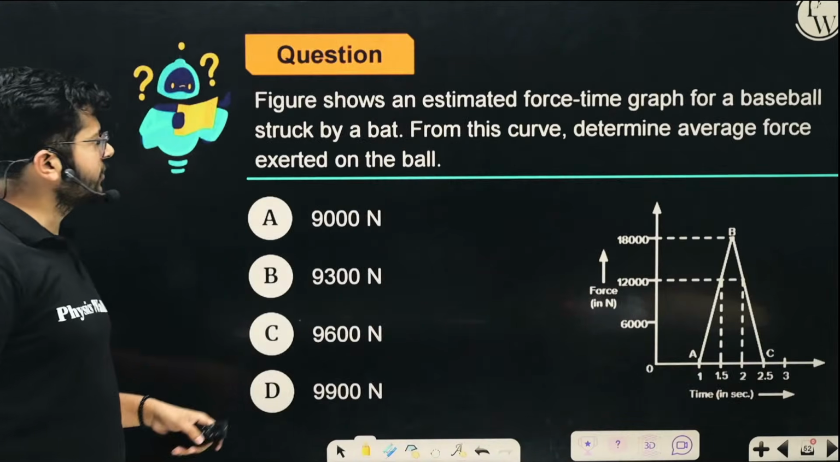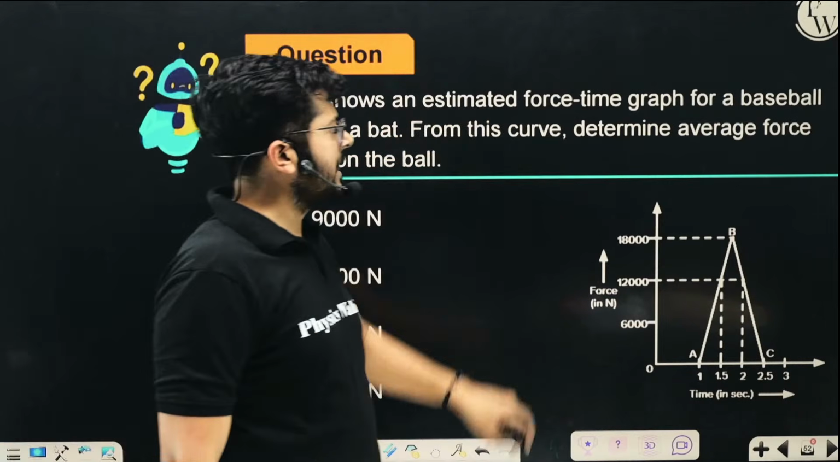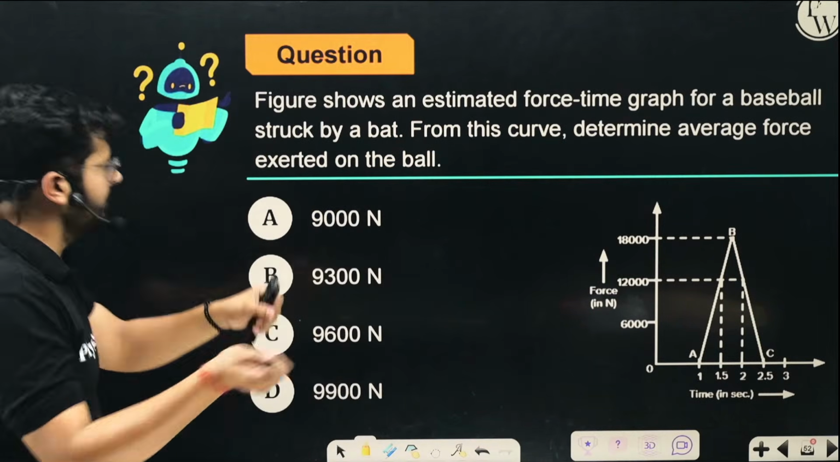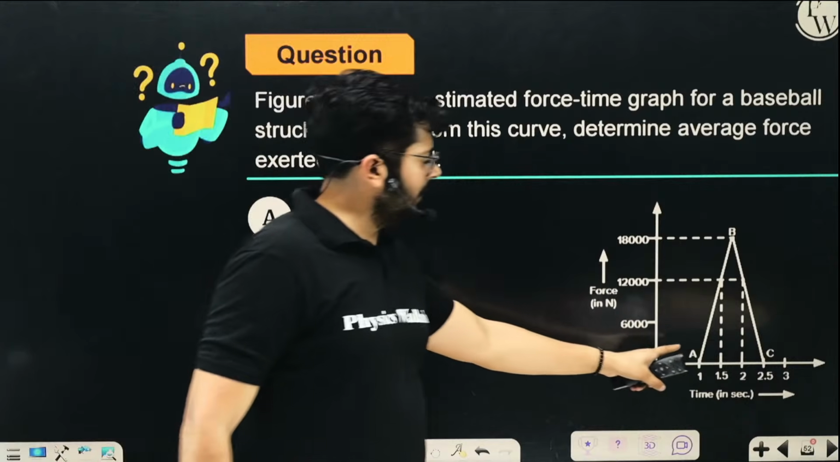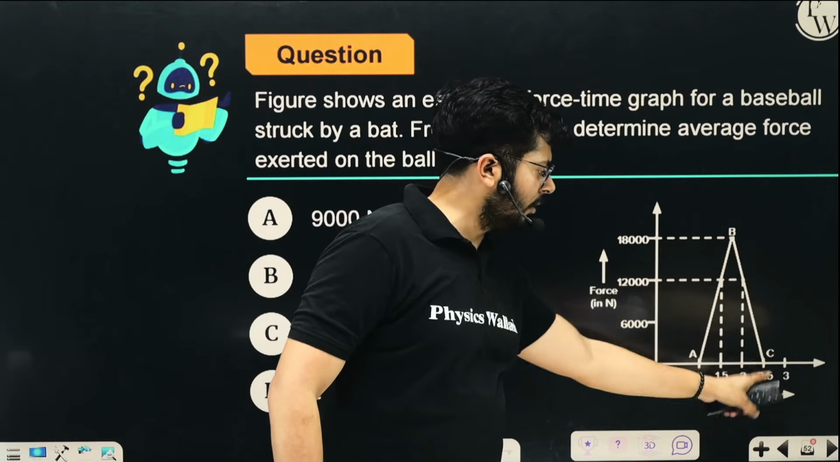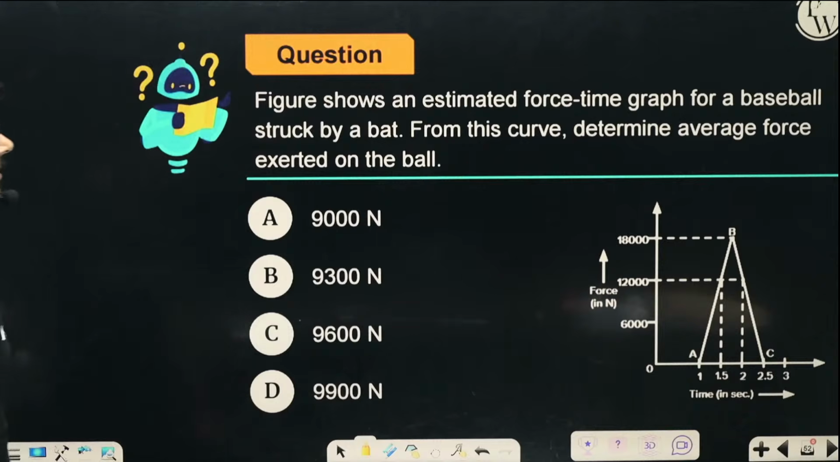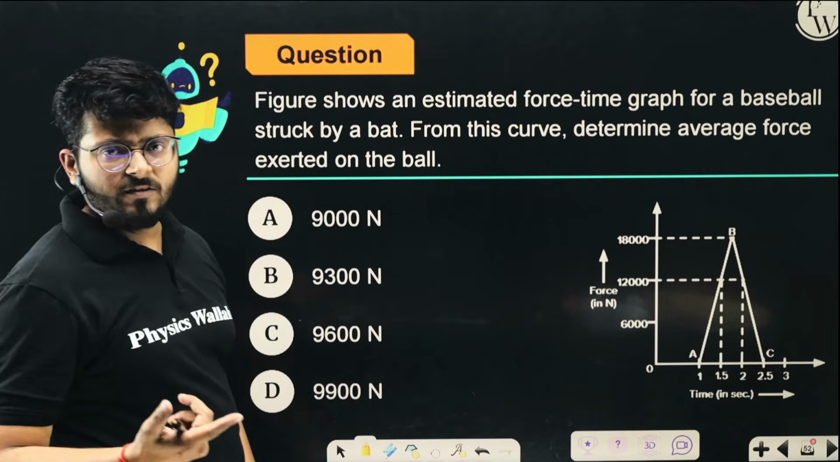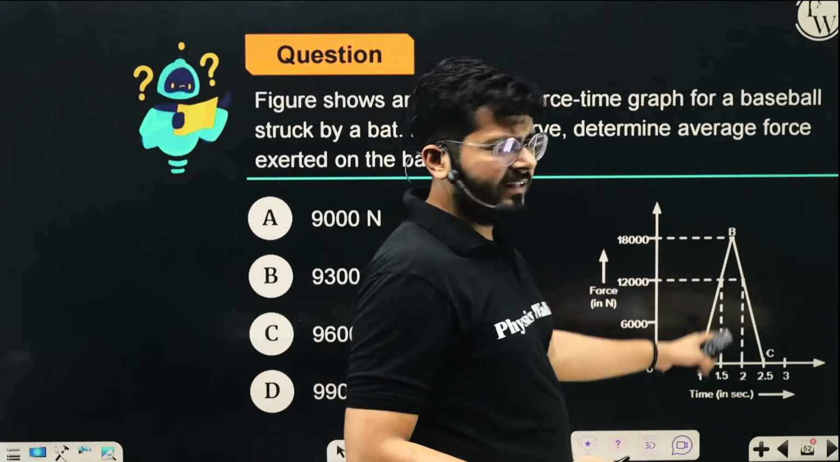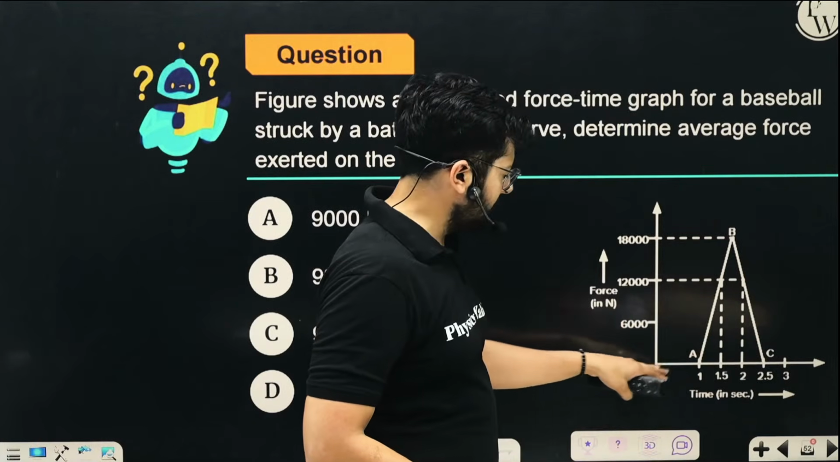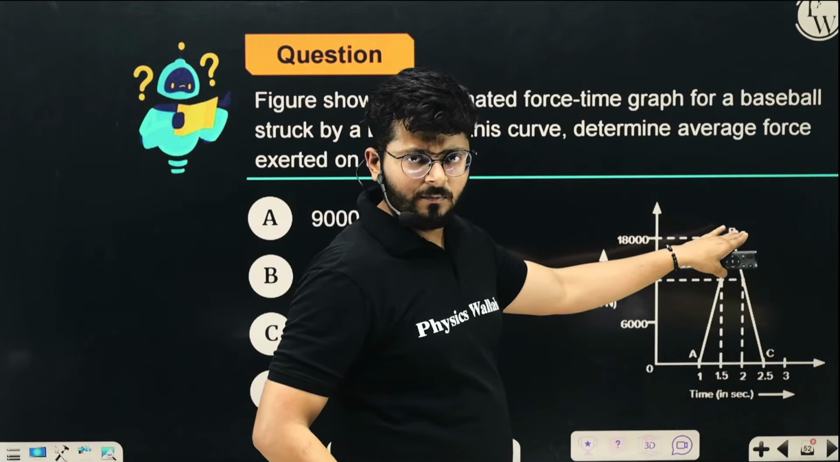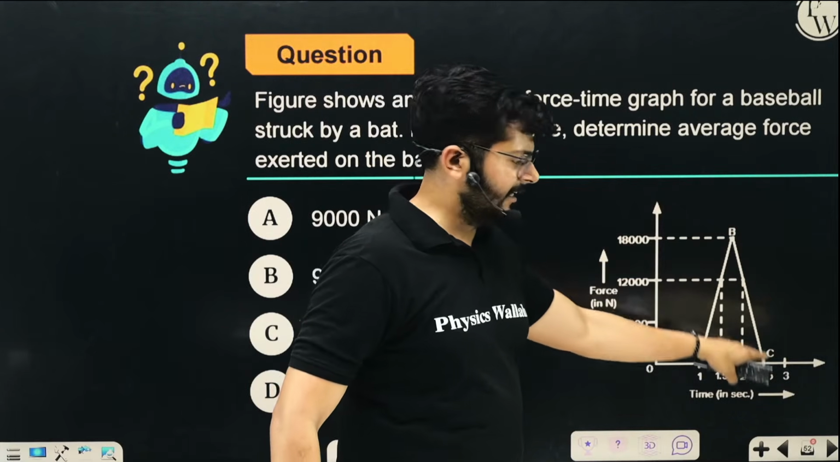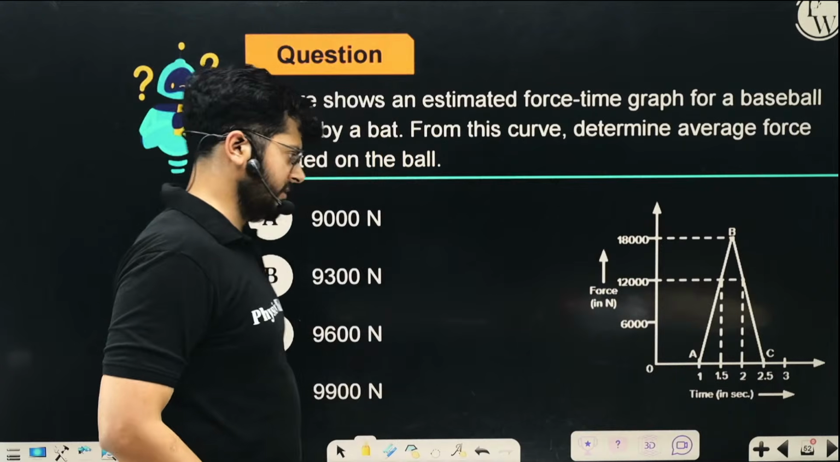Look into this situation. The figure shows the estimated force time graph for a baseball struck by the bat. So clearly, you see the force is rising and then it drops suddenly. From this curve, determine the average force exerted on the ball. So what will be the average force exerted on the ball? We cannot calculate the average of all the forces. You see that the force is increasing, the contact is being made, the maximum force is there, and then it reduces when the contact is about to be lost.